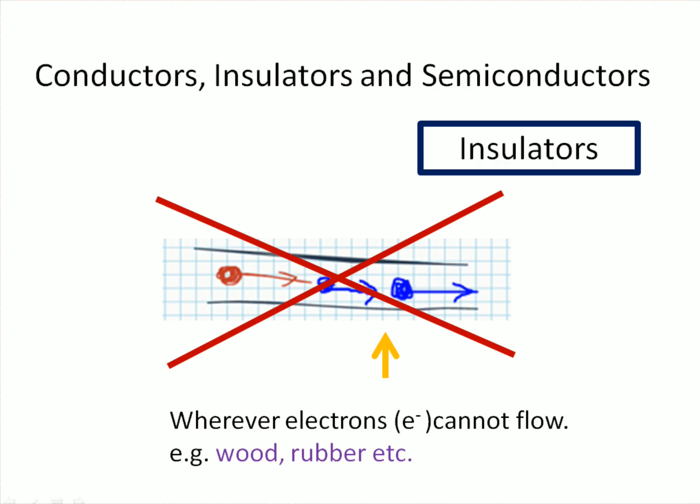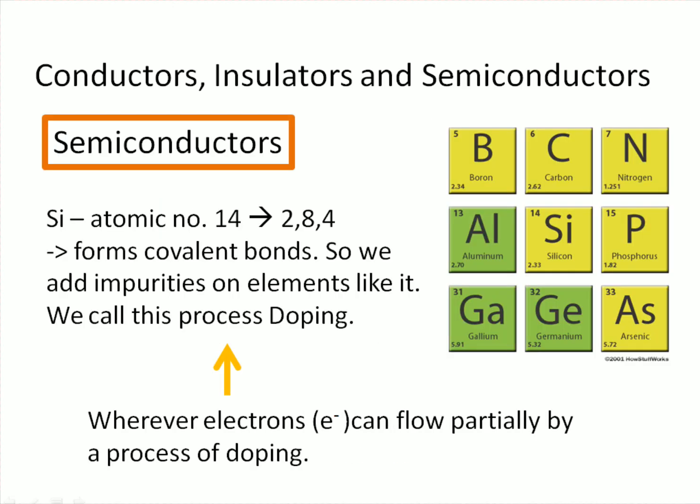So we need insulators to protect ourselves from electric currents. For example, you've probably seen wood or rubber, which don't have any free electrons to flow, so they don't conduct electricity. We call them insulators. Now we will learn about semiconductors, so you can understand they can conduct partially.